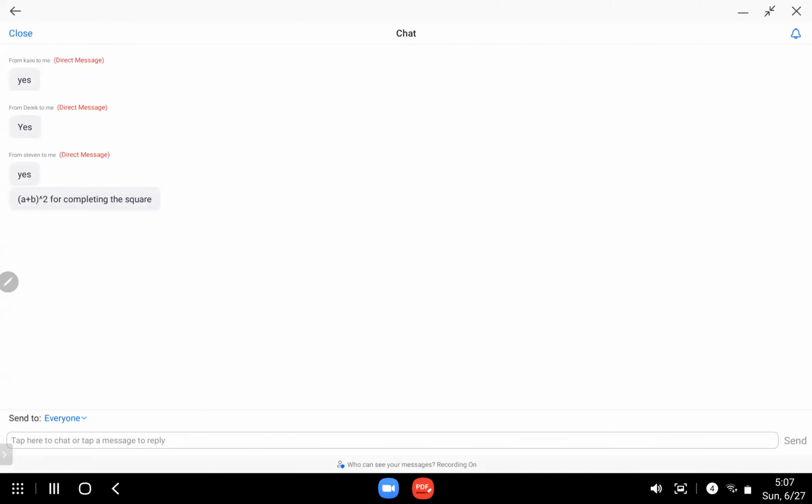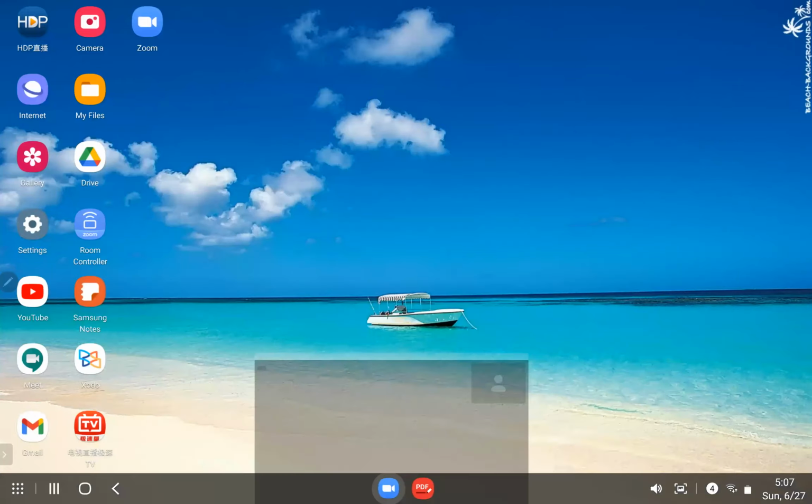And yes, even a plus b squared for completing the square. I'll get to that later. Or it could be a minus b squared. Basically the same thing. You can just switch some signs.